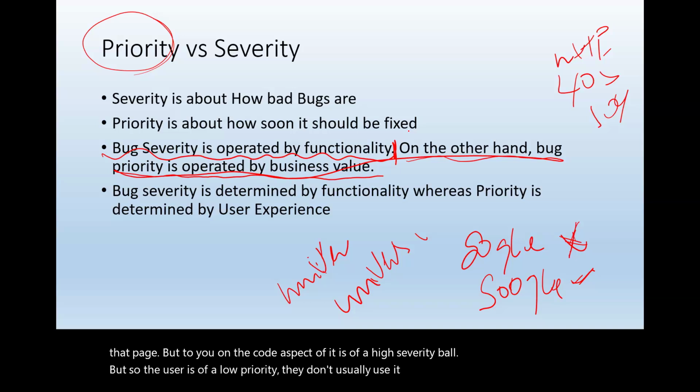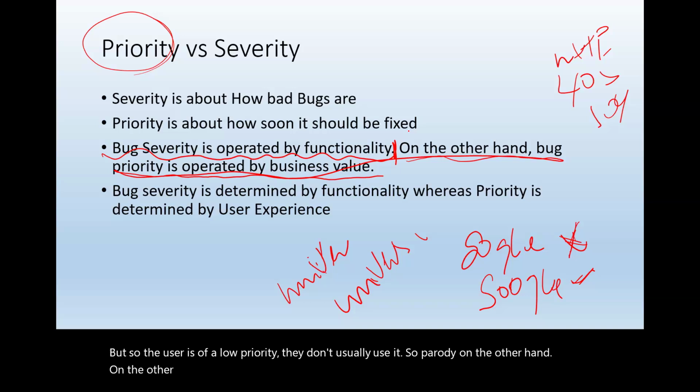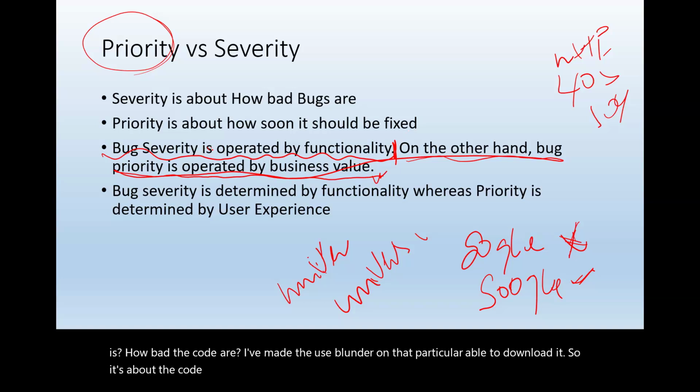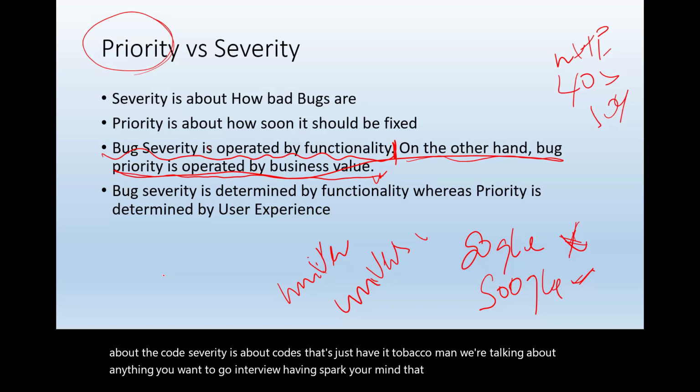So priority, on the other hand, is operated by business value, while severity is how bad the code is. I've made a huge blunder on that particular code, so I'm not able to download it. So it's about the code. Severity is about code. Just keep that in the back of your mind. When you go to an interview, keep in mind that severity is about the code. The developer has made a blunder on that code.